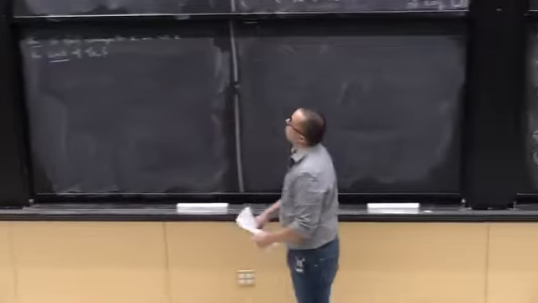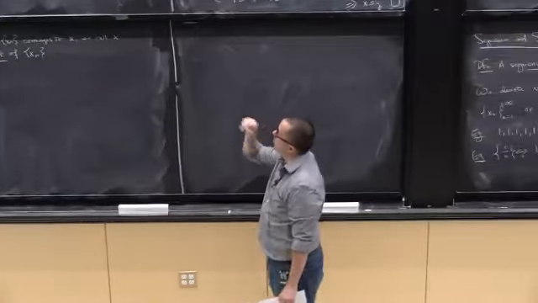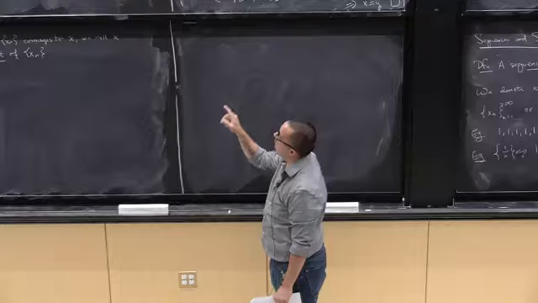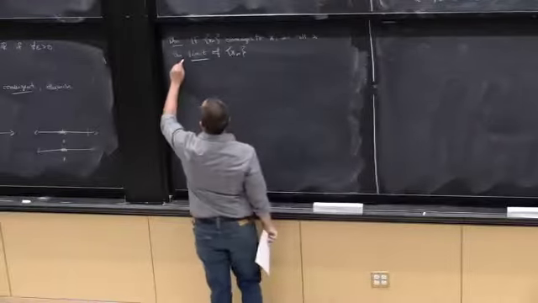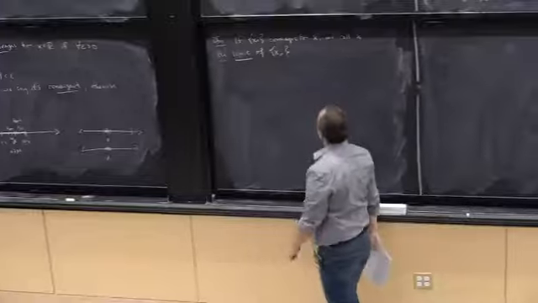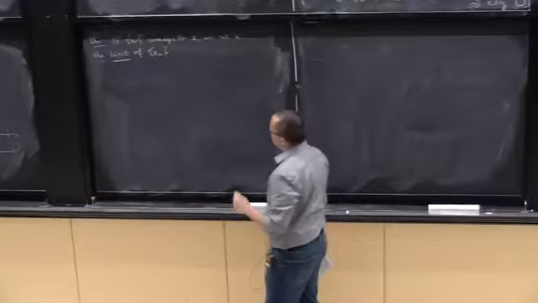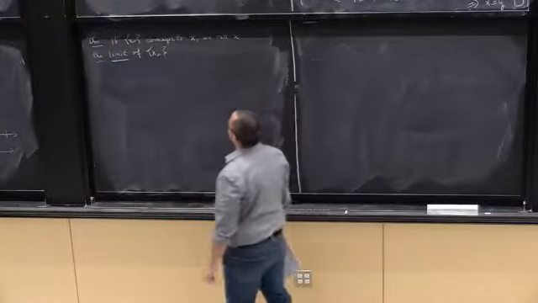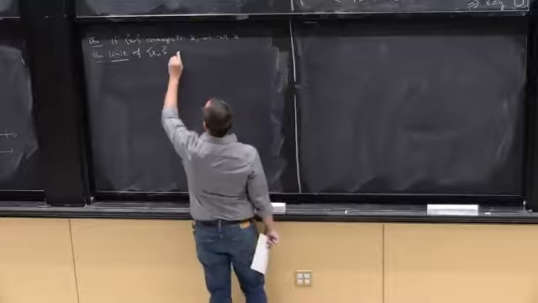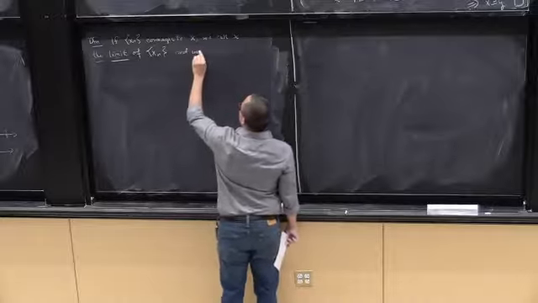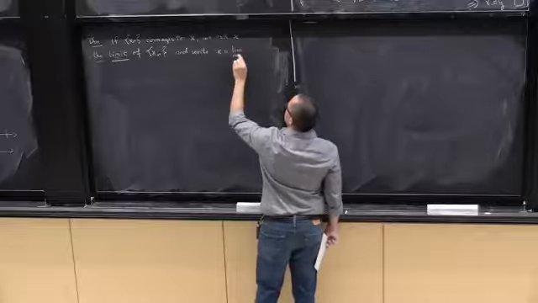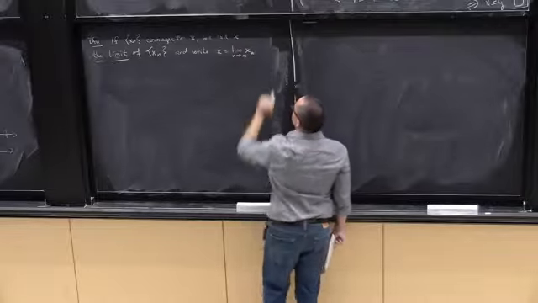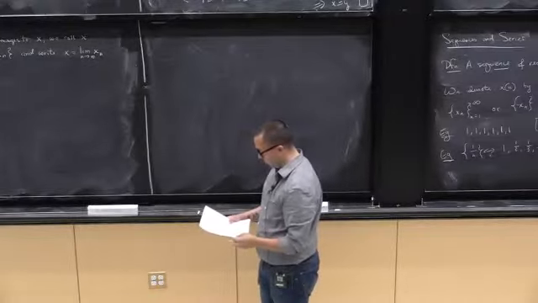Now, the fact that I've shown that there's only one value a sequence can converge to is why I get to use the word "the." So not "we call x a limit of x of n." It's the limit because there's only one, if one exists. And write x equals limit as n goes to infinity of x of n. Okay?